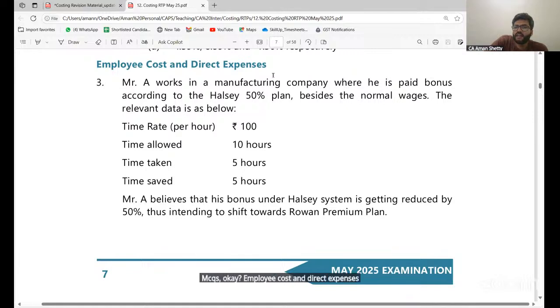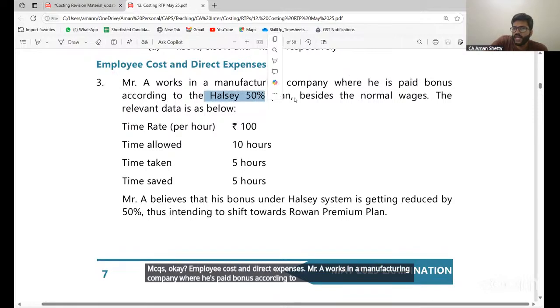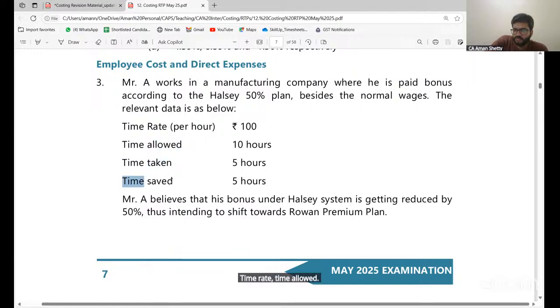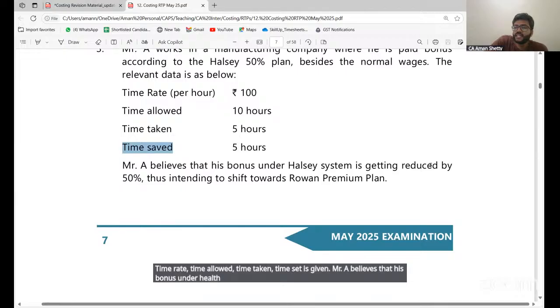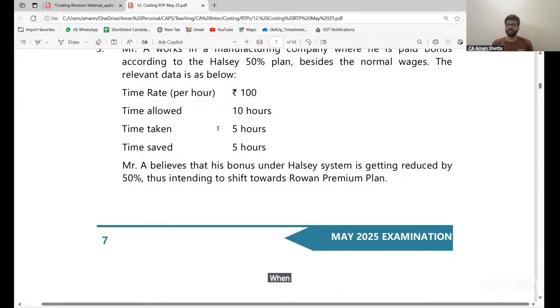Mr. A works in a manufacturing company where he's paid bonus according to the Halsey 50% plan. Besides the normal wages, the relevant data is as follows: time rate, time allowed, time taken, time saved is given. Mr. A believes that his bonus under the Halsey system is getting reduced by 50%, thus intending to shift to the Rowan premium plan. Now, all of you know this. When is the Rowan plan more? When time saved is less than 50% or more than 50%?